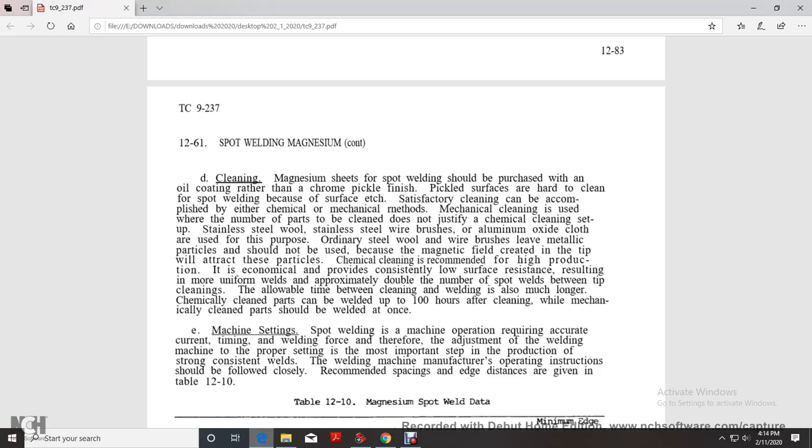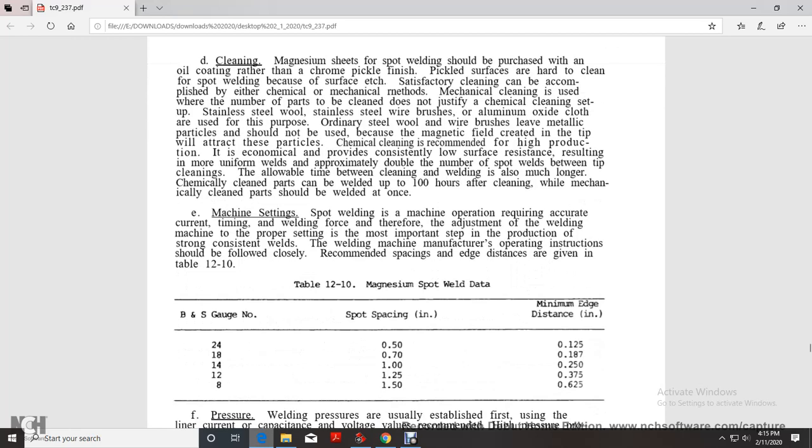Chemical cleaning is recommended for high productivity. Chemical cleaning provides consistently low surface resistance, resulting in more uniform welds, with approximately double the number of spots between tip cleanings. The allowable time between cleaning and welding is also much larger. Chemically cleaned parts can be welded up to 100 hours after cleaning, while mechanically cleaned parts should be welded at once.